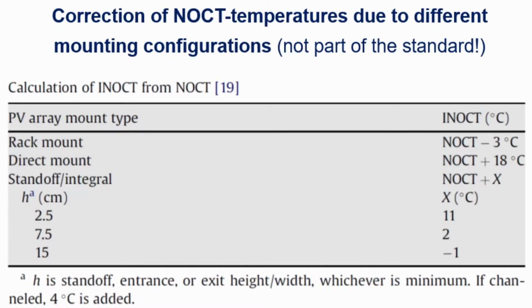If you, what's most often the case, install the module at a certain distance from the roof, if you use a very low distance, for example 2.5 centimeters, the increased temperature is 11 degrees. If you have a standoff of 15 centimeters, then the temperature is 1 degree lower than the NOCT.